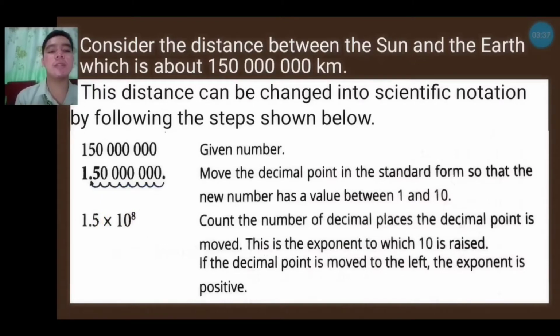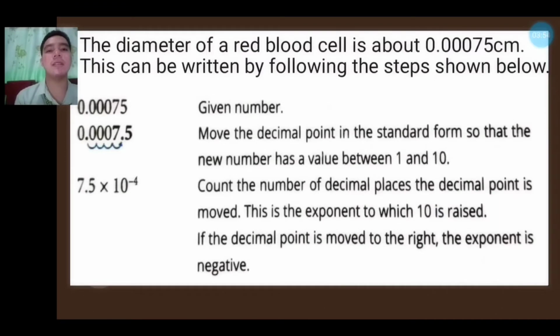If the decimal point is moved to the left, the exponent is positive. Since we moved to the left, our exponent is positive. But if we move to the right, the exponent is negative. For example, the diameter of a red blood cell is about 0.00075 centimeter. This can be written by the following steps shown below. This will be our given number, 0.00075.